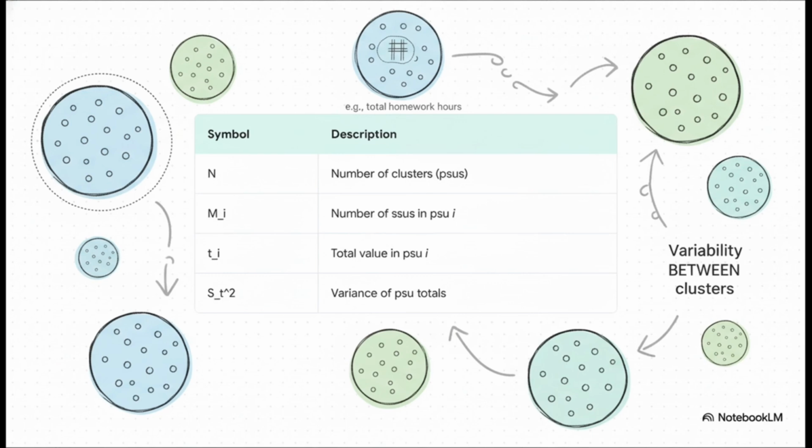But the real key player on this slide is S squared sub T. This thing measures how much those totals vary between the different classrooms. Are all the classroom totals around, say, 100 hours of homework? Or is one class doing 20 hours and another doing 200? The bigger that variation is, the trickier our job becomes.